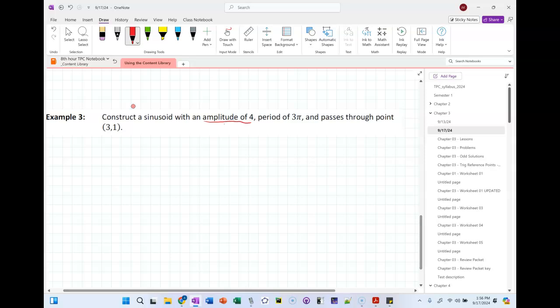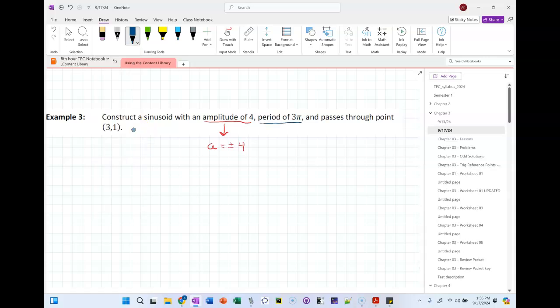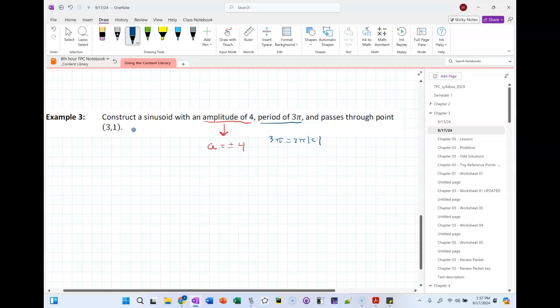What do I get if it tells me the amplitude is 4? What does that tell me about A, C, H, or K? Tells me about A. What does A got to be? Plus minus 4. Next, it tells me the period is 3 pi. What's that telling me about? C. So I know that 3 pi is going to equal 2 pi times the absolute value of C. What do I need to do to get C by itself? Divide by 2 pi. That'll give me 3 over 2 is equal to the absolute value of C. And we always take the positive option out of that, so C is just going to be 3 over 2.